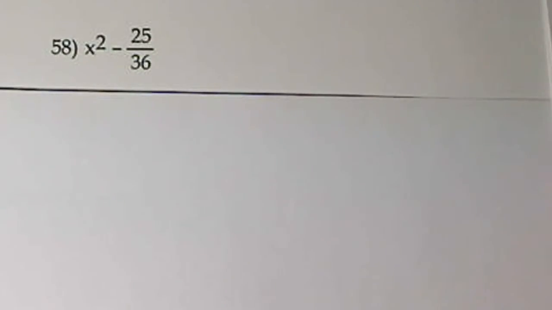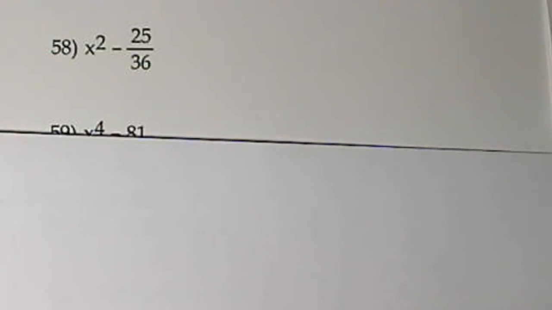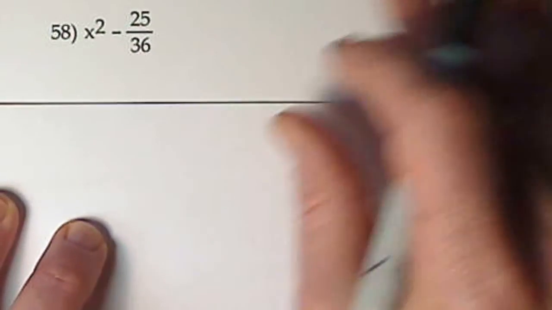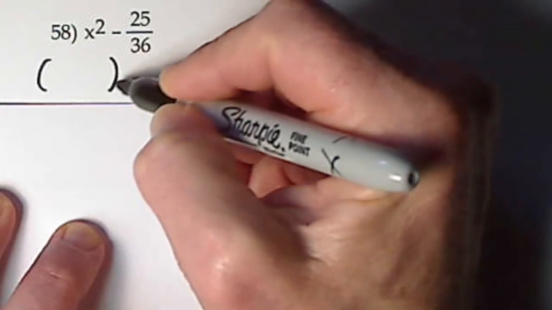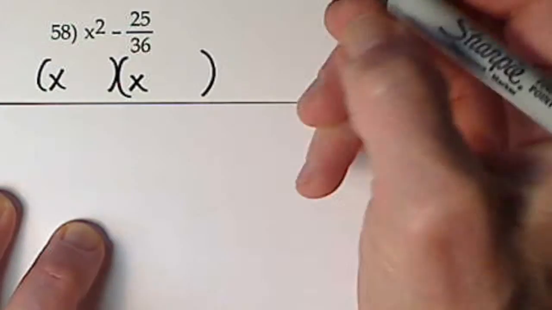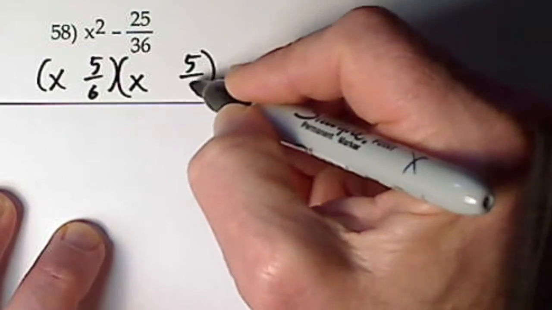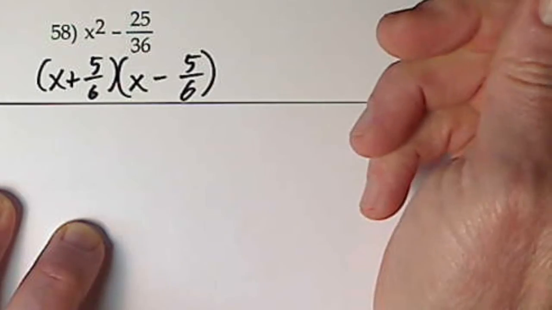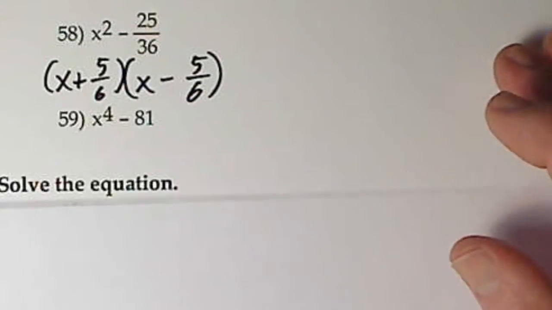Okay, so that means you can factor this. The factored form: the square root of x squared is x. The square root of 25/36 is 5/6. And you just have to remember one is a plus and one is a minus. Okay, this is the factored form of that binomial. And then number 59.